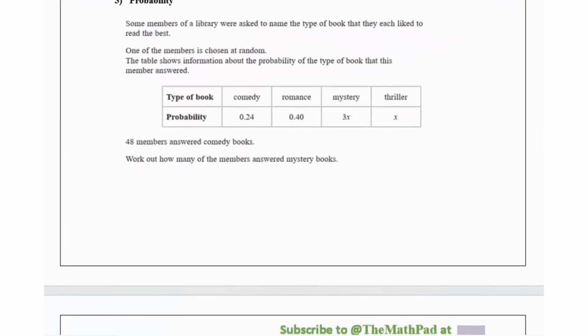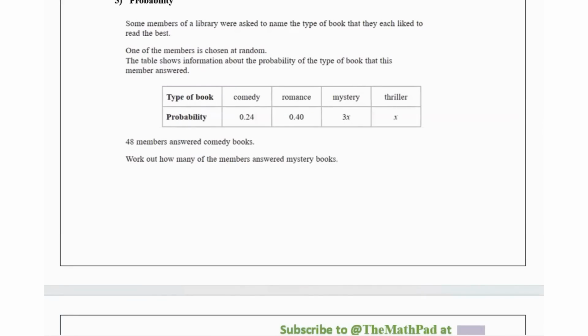Then it says some members of a library were asked to name the type of book that they each like to read the best. One of the members is chosen at random. The table shows information about the probability of the type of book that this member answered. 48 members answered comedy books. Work out how many of these members answered mystery books.